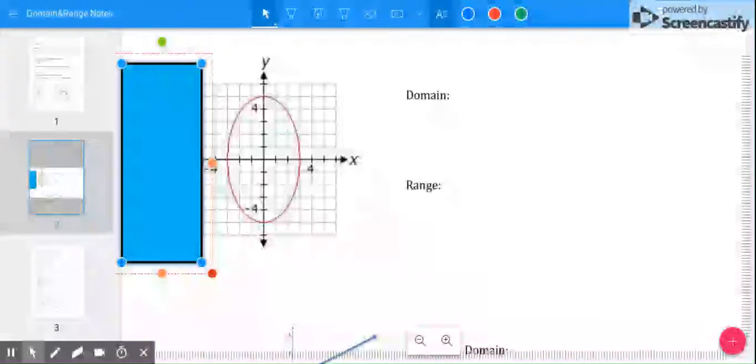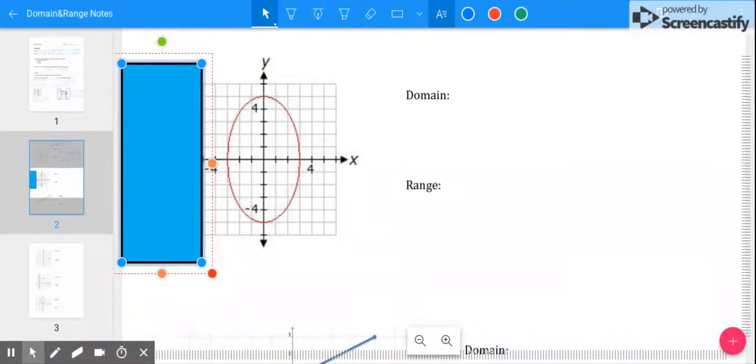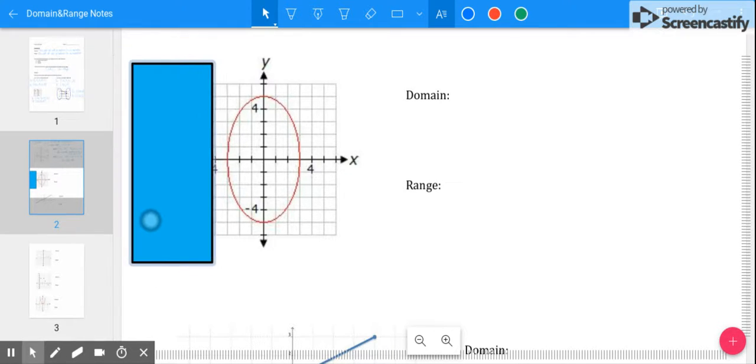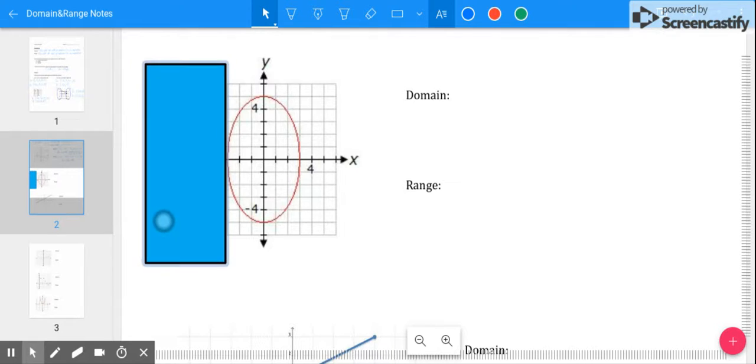Our second example on a graph is showing this oval shape. Again, I would suggest that you use our index card strategy. So we're going to slide the index card until the first place that it touches the relation. And in this case, if we count on the x-axis, we're looking at -1, -2, -3 is that first location. So our domain is going to start at -3.